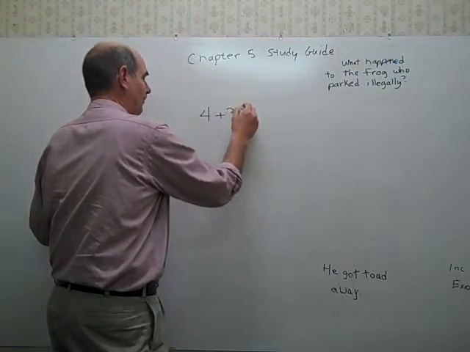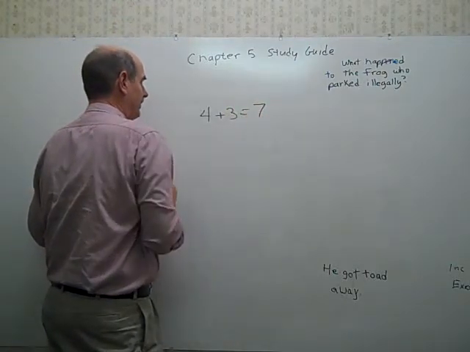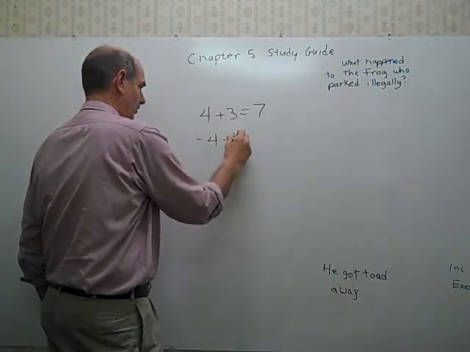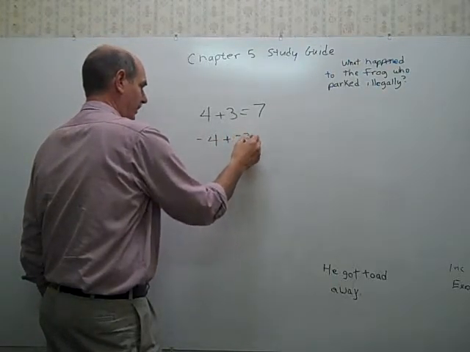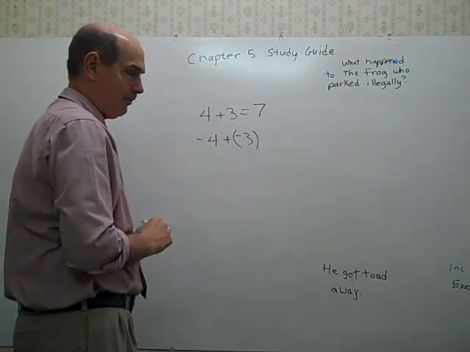When you add two positive numbers, you always get a positive answer. So 4 plus 3 would be 7. Now this is one you might want to pause. Let's just change the signs and make it negative 4 plus negative 3. You can go ahead and solve that or think about what the answer is.